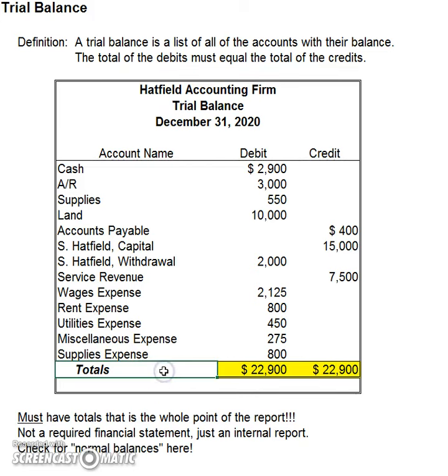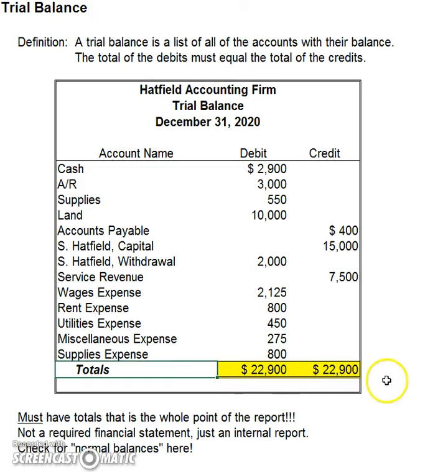It has to have totals. If you don't have totals shown on the trial balance, you aren't showing or indicating that your debits still equal your credits. And that's the whole point of this report, is to make sure that the debits equal the credits. And so, thank goodness, ours do.